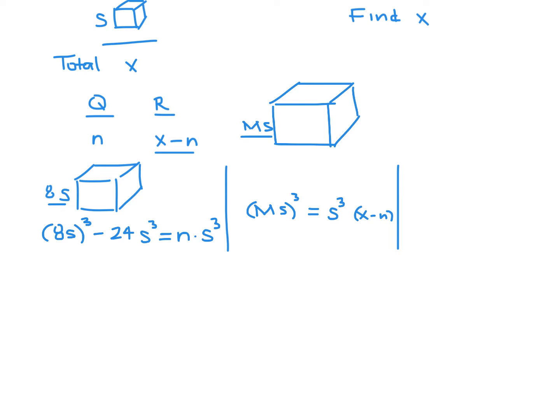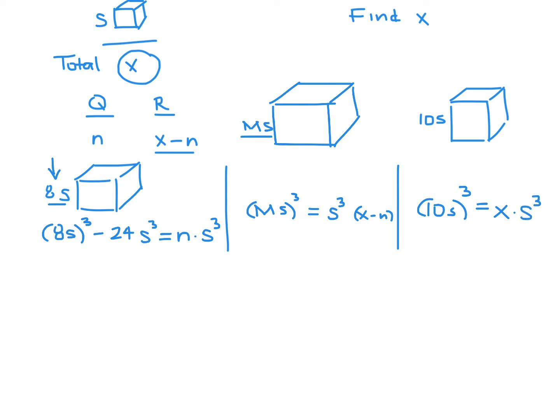And then the final equation is basically a cube that is 2 more than this. So that was 8, so this is 10s. And therefore that total would be 10s to the power third in terms of volume. And that is if you took all of them. So you take all of them. So x, and then each of those is s to the power 3 in terms of its volume. So there you go. Those are the 3 equations. And we have to now solve these 3 equations.